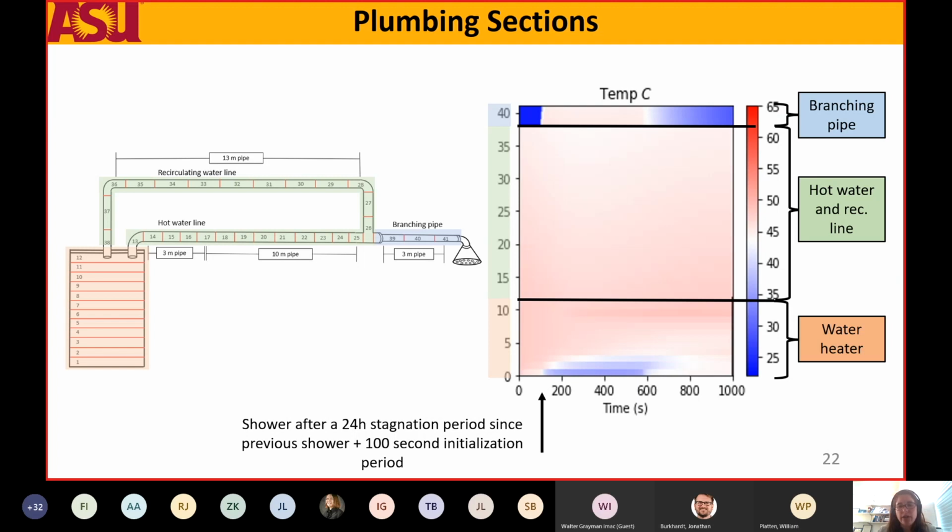So we're able to look at temperature changes, for example, what I'm showing here throughout the system at the different nodes over time. And this is modeled for a 24-hour stagnation period since the previous shower, and we did a 100-second initialization period in this model. We use a little bit faster of a method to calculate what was happening over the 24-hour period.